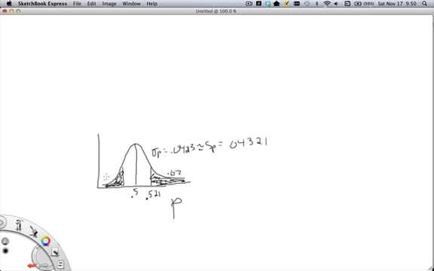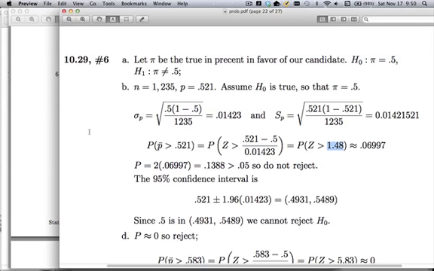I'm going to write 7% in here. Therefore, the area in this other tail is also about 7%. That's a 7 right there. And therefore, our p-value is about 14%. Since that's greater than 5%, we can't reject the null hypothesis. So our conclusion then is the race is too close to call with this sample.